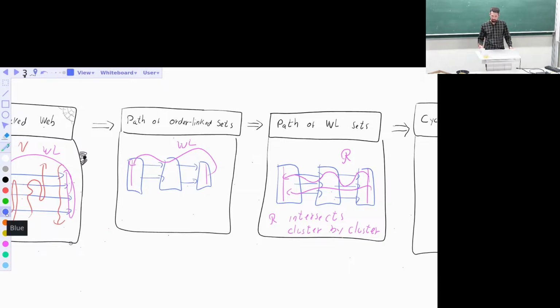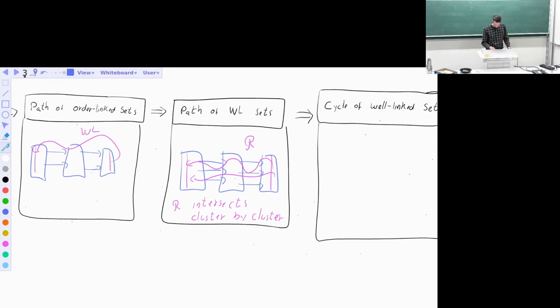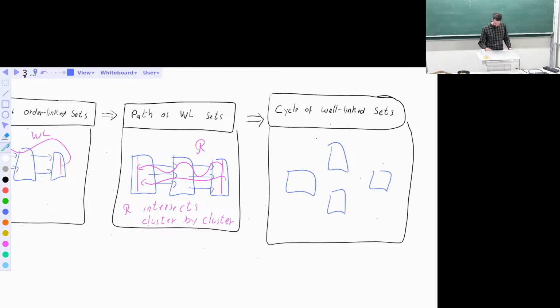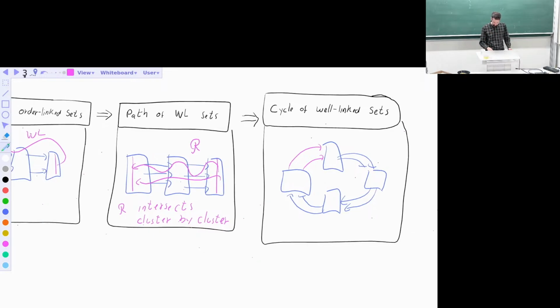So I try to slowly give more structure to this linkage and try to get it disjoint. And in the end, when we finally manage to do it, then we can obtain the cycle of linked sets. And this linkage is going to be the one connecting back to the first cluster. Okay, so that's roughly the overview of the proof.